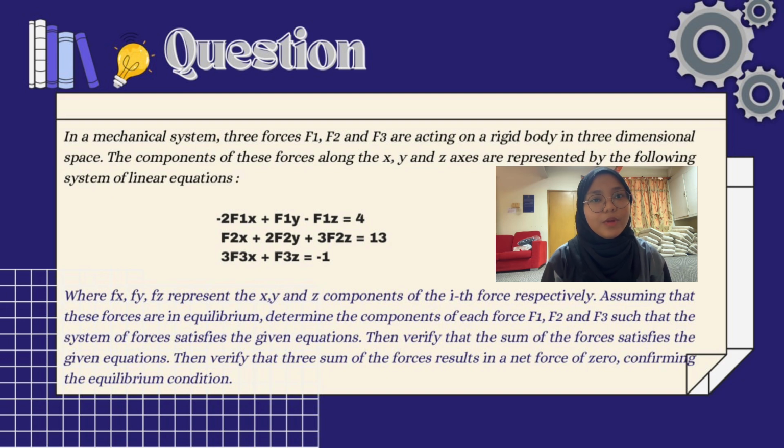The first one, negative 2F1x plus F1y minus F1z equals 4. The second one, F2x plus 2F2y plus 3F2z equals 13. And the last one, 3F3x plus F3z equals negative 1. Where Fx, Fy, Fz represent the x, y, and z components of the force respectively.